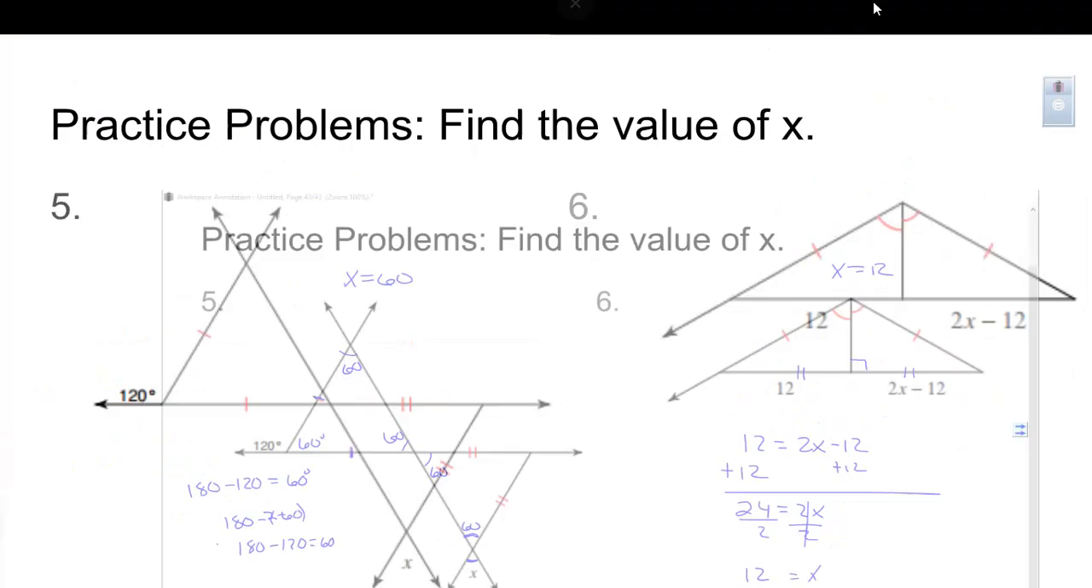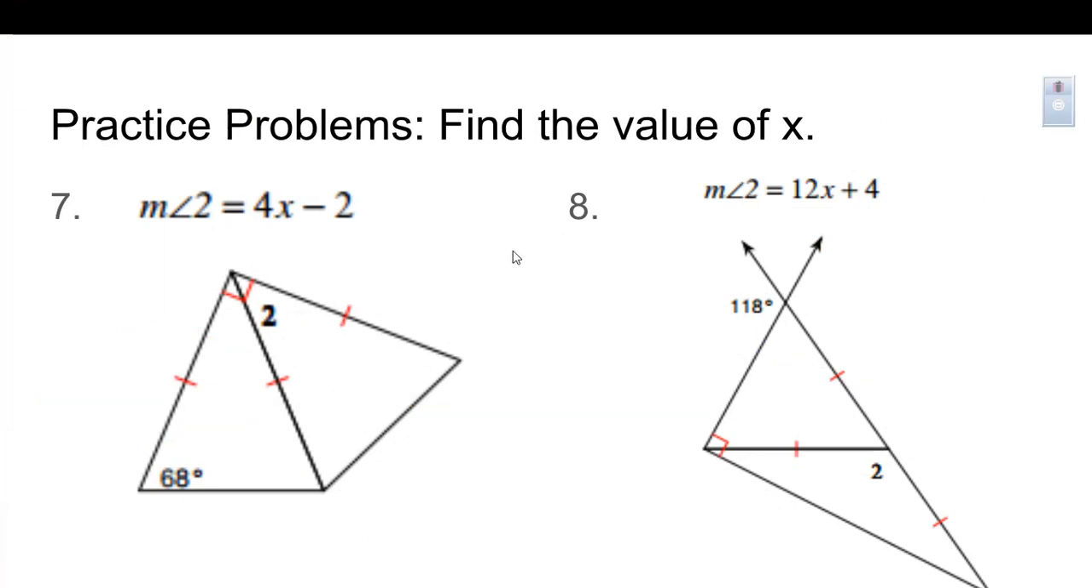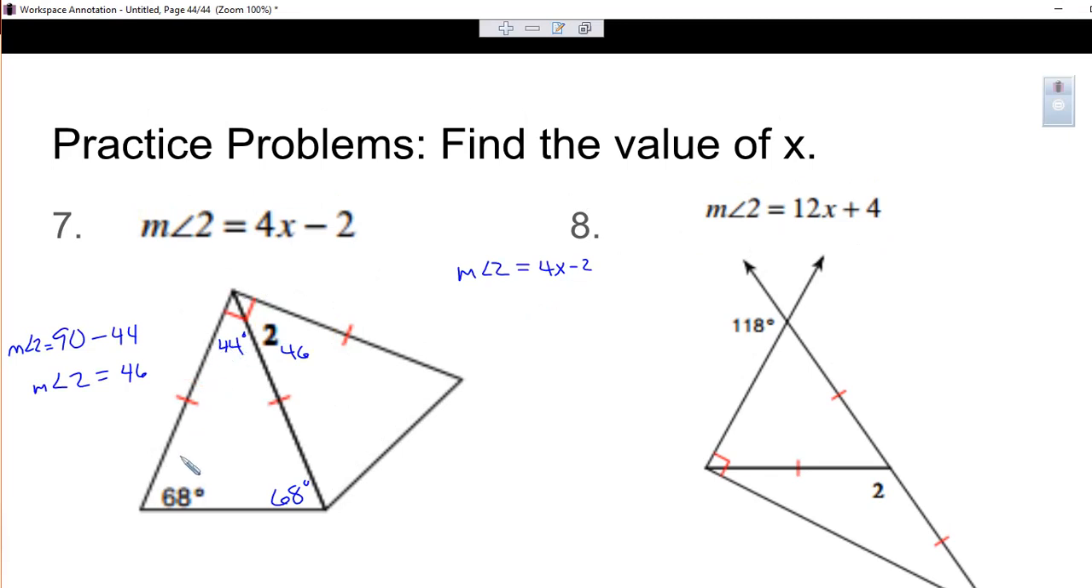All right, let's go to the next two. Work out number 7 and 8. Now this one here, once you find the measure of angle 2, you're going to plug it back in up here, set it equal to 4x minus 2, and solve for x. All right, so once again, this is an isosceles triangle. We have two isosceles triangles here. So the base angles on these two should be the same. This is 68, this is 68. So to get this right here, we're going to add 68 together, subtract from 180, and get 44. So 44 is our vertex angle.